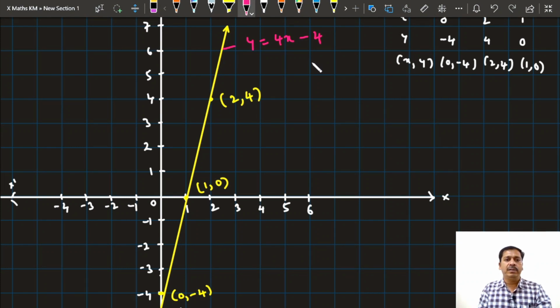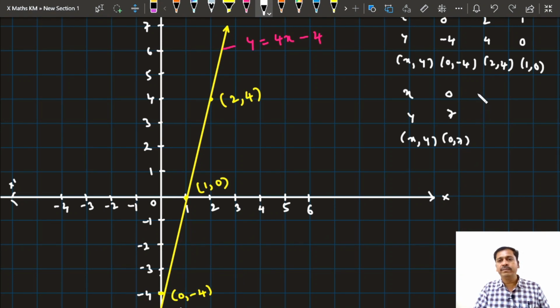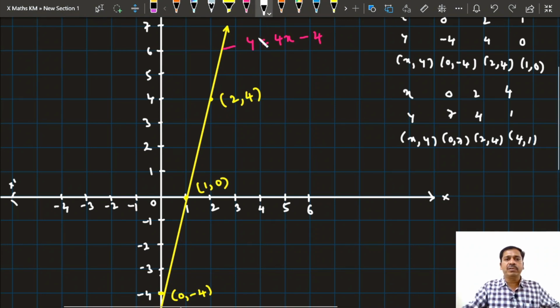So the next work is to represent the second line here. The coordinates we have already calculated. The coordinates are in this manner, for the second one, x comma y. 0 comma 7 is the first coordinate. The second one is 2 comma 4, and the third one is 4 comma 1. This we have done already. Let us represent 0 comma 7. Where does it come? 0 comma 7 here.